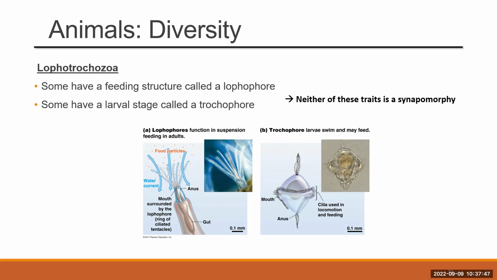And you don't need to know the details of how this works, you just need to know that lophophore is a feeding structure. And then trochophore is a word for a type of larvae. So these two things, lophophore and trochophore, are not the same thing. It's kind of apples and oranges. They just keep being genetically related to each other. Trochophore is the word for this larva. This would be called a trochophore larva.